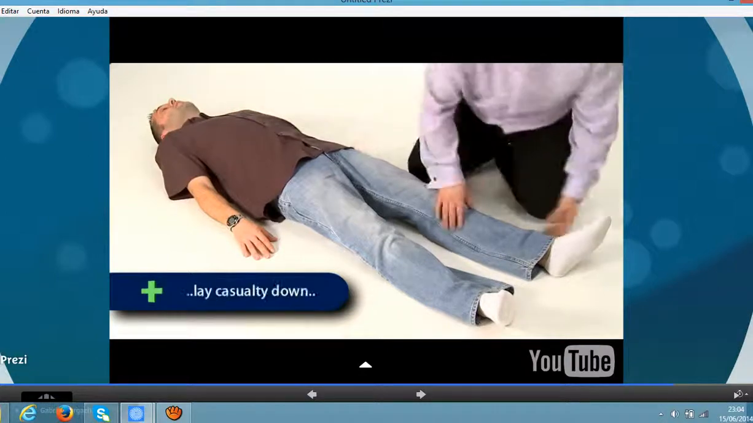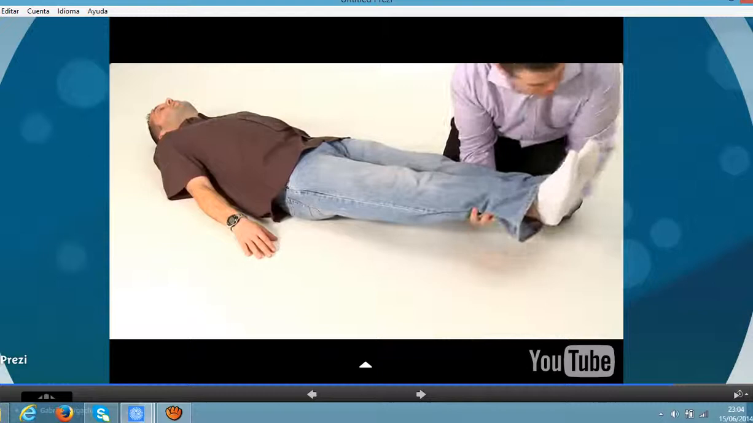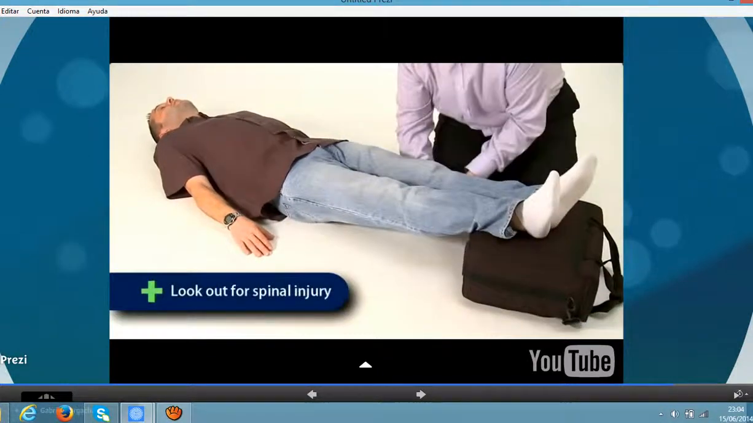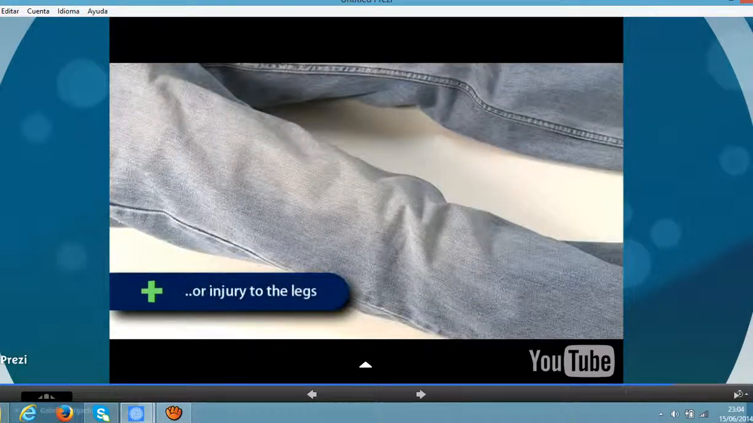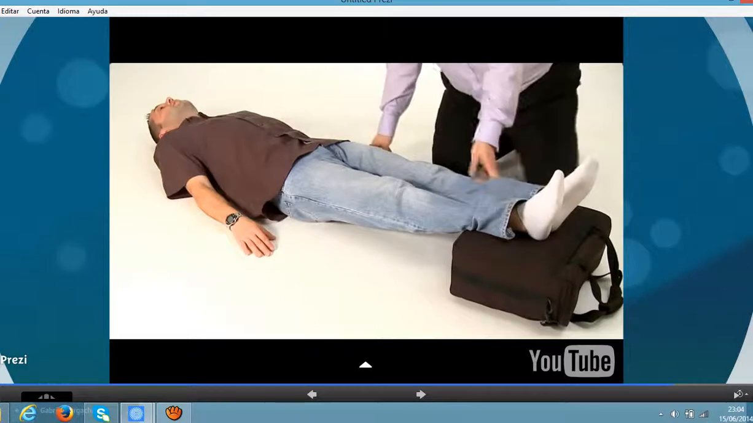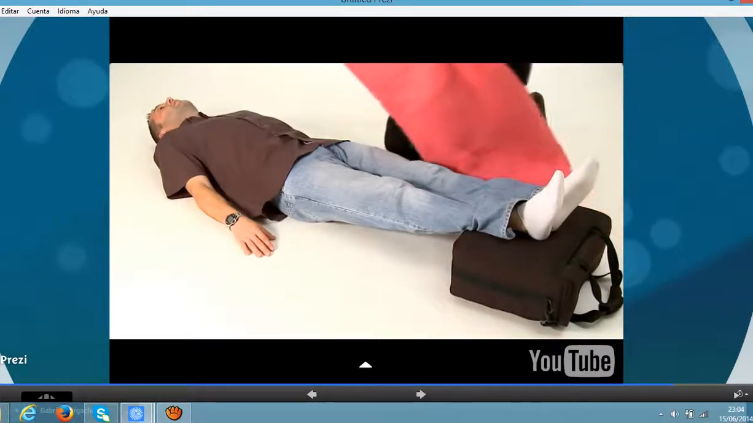If the injuries allow, lay the casualty down and then raise and support their legs. This action will help keep the blood at the body's vital organs. Be aware of injuries such as a spinal injury or an injury to the legs. So if, for example, a casualty has a fracture to one leg, then to treat for shock, you should simply raise the other leg.